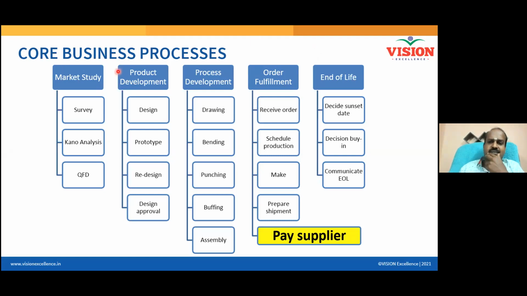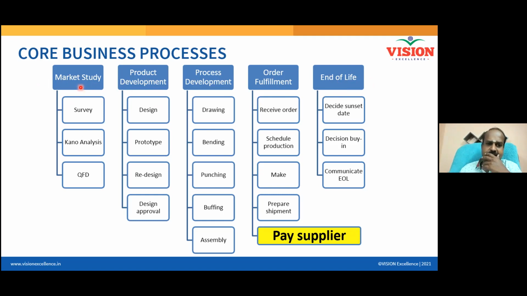And now there are different processes that exist in any organization. Whatever product you are manufacturing, whatever service you are offering, definitely you will have these types of functions like market study or market research, and then there will be product development, and then process development, and then order fulfillment, and then end of life, right? These are called level 1 process.